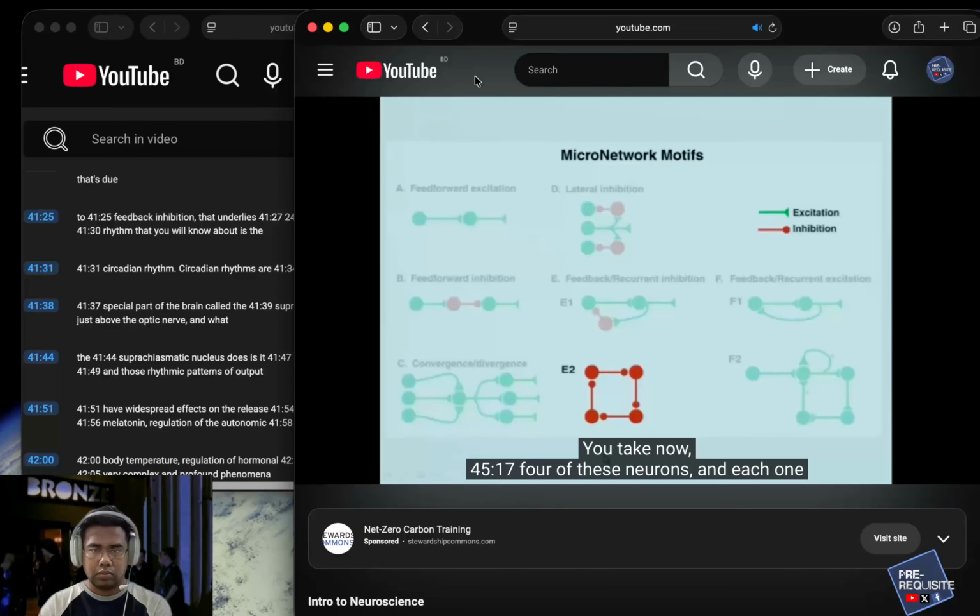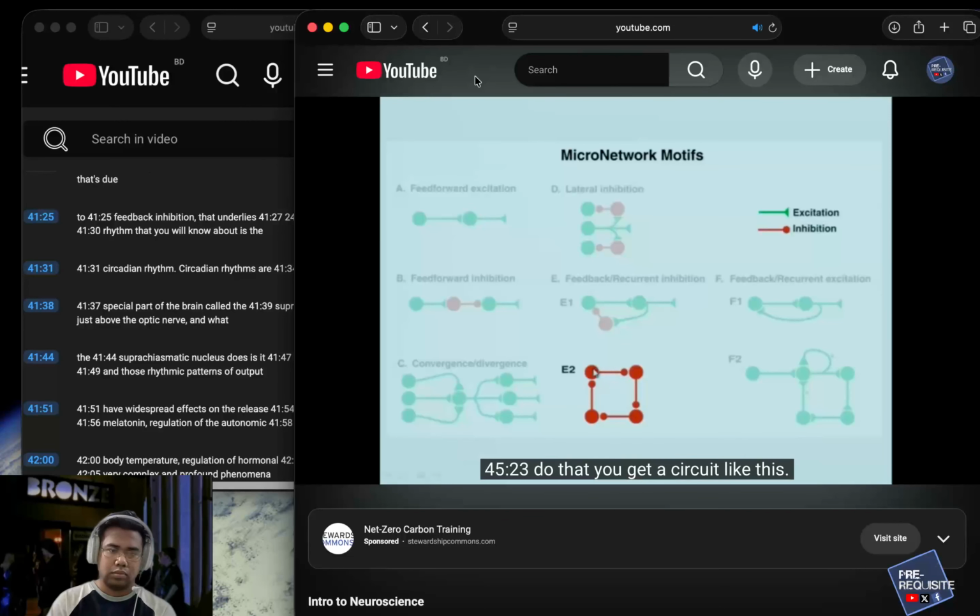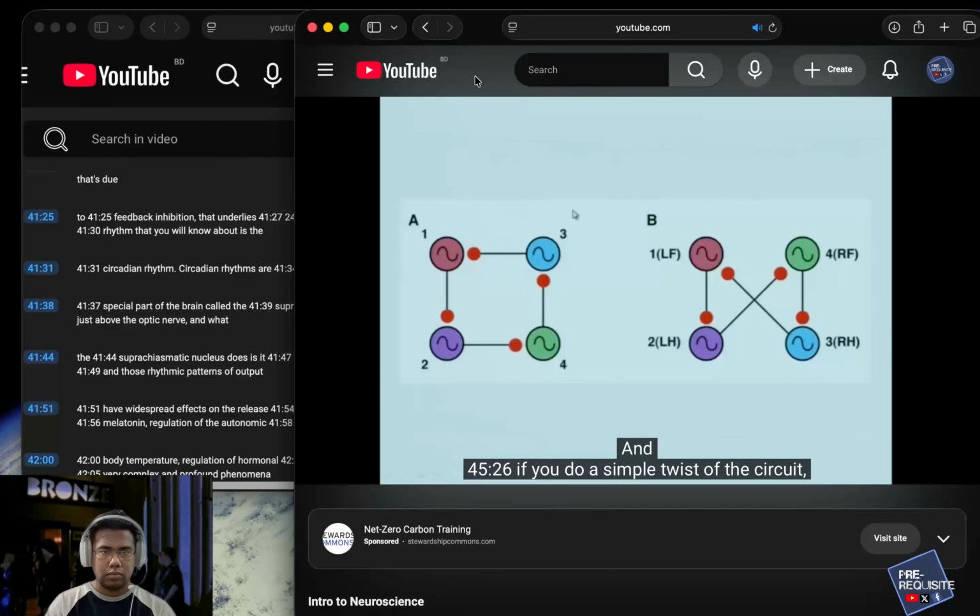You take now 4 of these neurons, and each one becomes a bursting neuron. And when you do that, you get a circuit like this. And if you do a simple twist of the circuit, shown here, it's the same circuit. This blue one, that was that green one down here, is now up here.